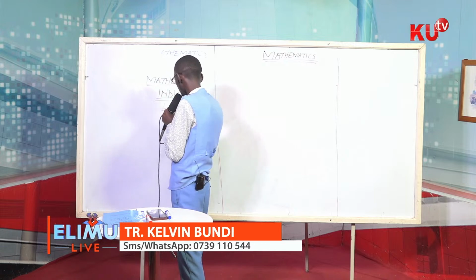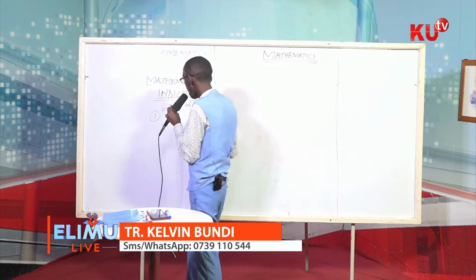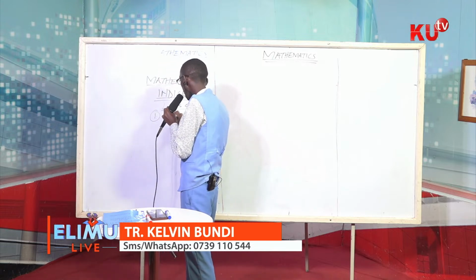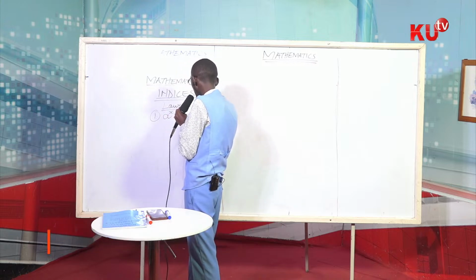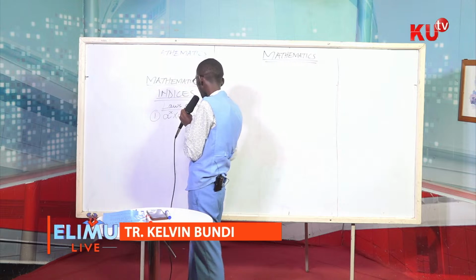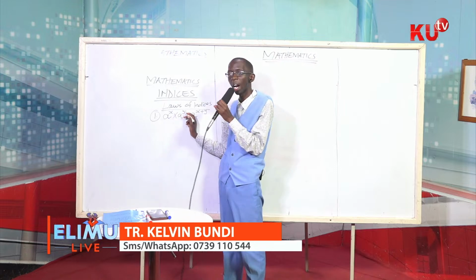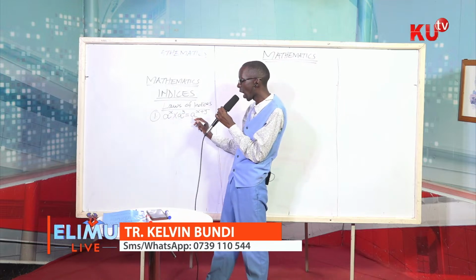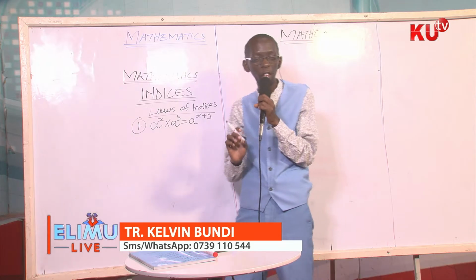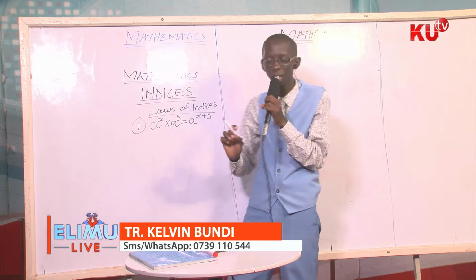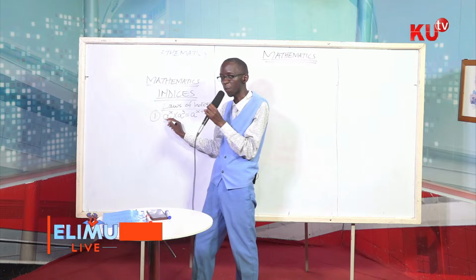Laws of indices. The first law of indices is a to power x times a to power y is equal to a to power x plus y. What do we mean by this law of indices? What we mean is that if the bases are the same, we call these bases.